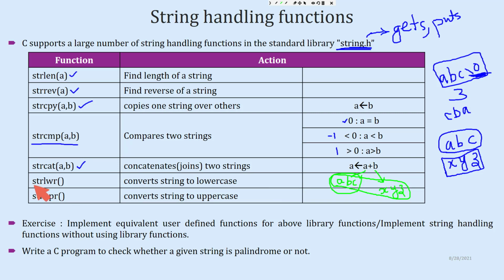Next library function is strlwr, which converts a string to lowercase. That means if there are any capital letters in the string, they will be converted to lowercase. Next one is strupr, which converts a string to uppercase. If there are any lowercase characters, they will be converted to uppercase. We will see the examples one by one.